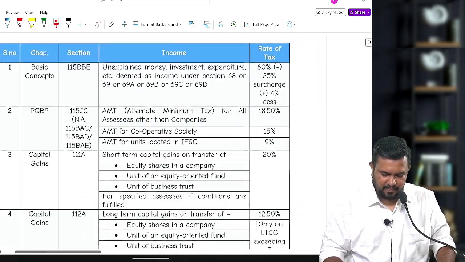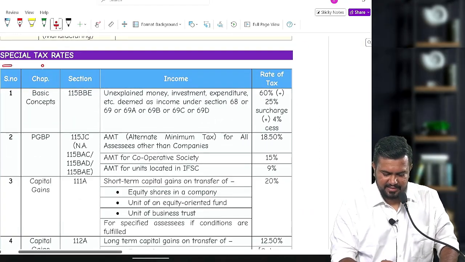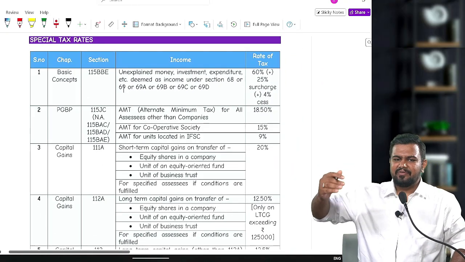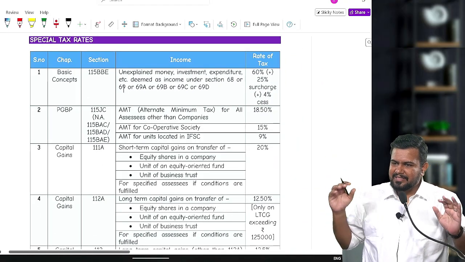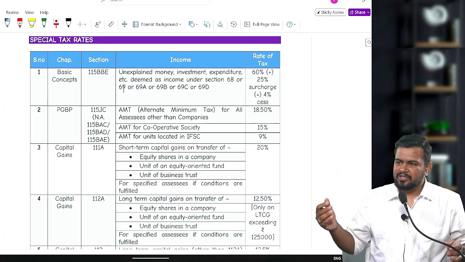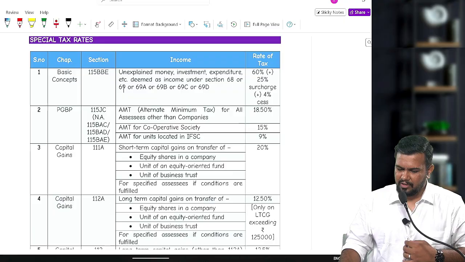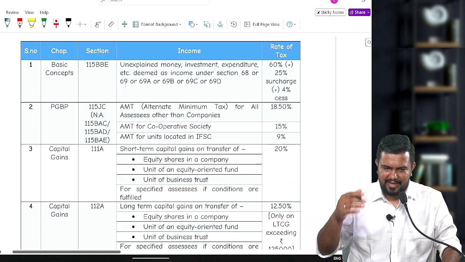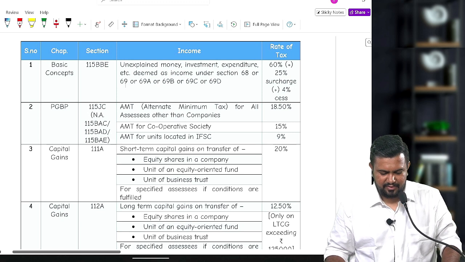Fine. Now, special tax rates. Let us see the special tax rates one by one. We are going to learn these special tax rates in that chapter, but still let us know what the rates are, so that whenever we are solving questions, it will be easier for us. We will be familiar. And you have to memorize all these rates. If you memorize them in one shot, well and good.